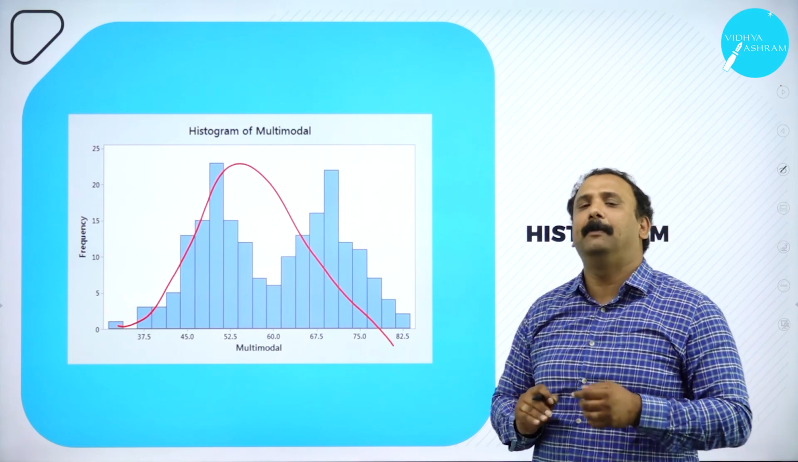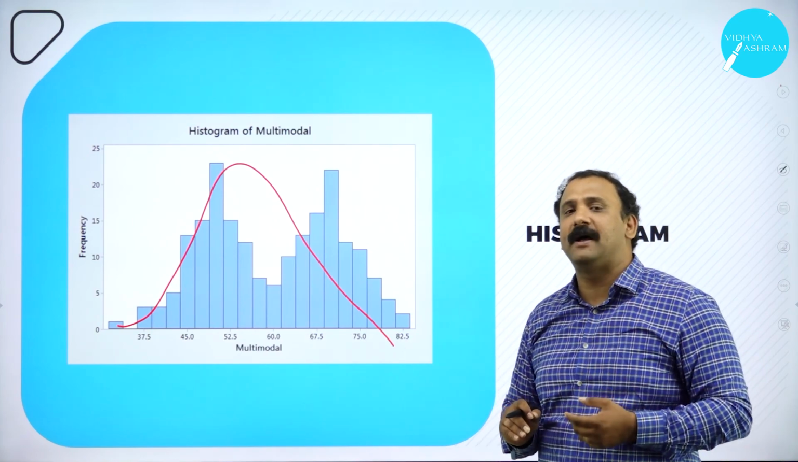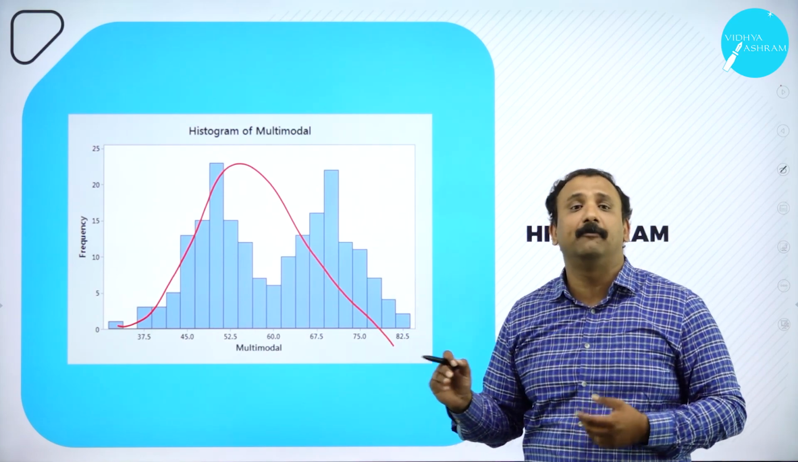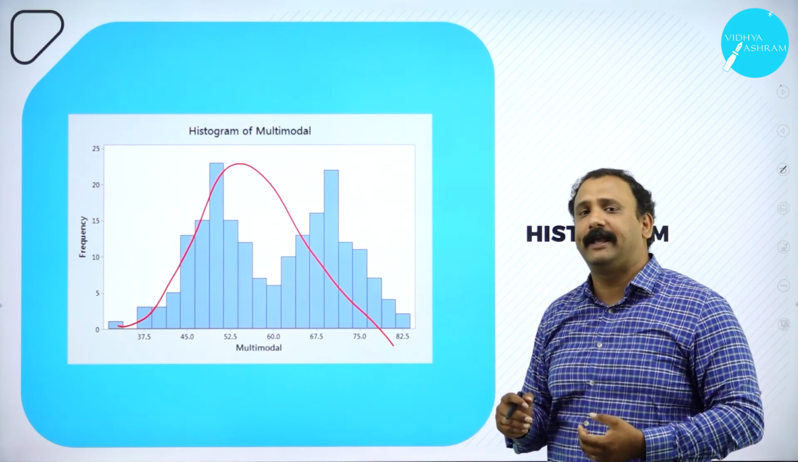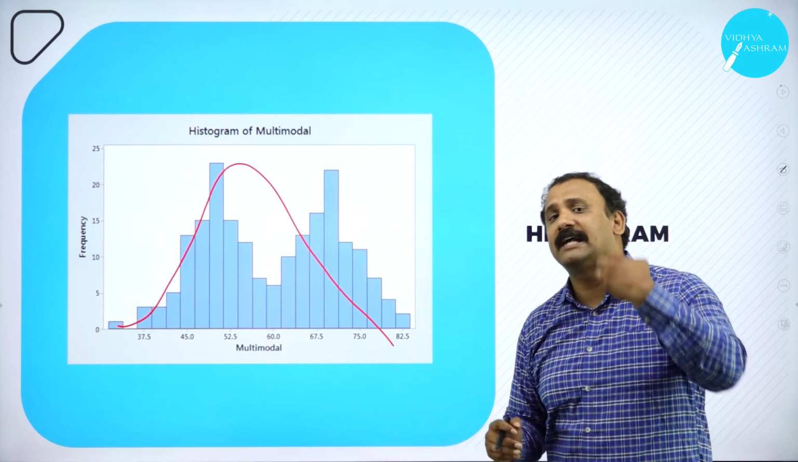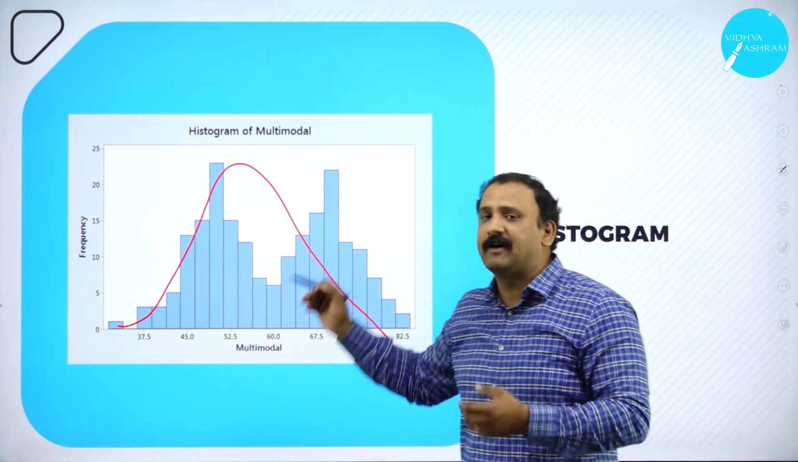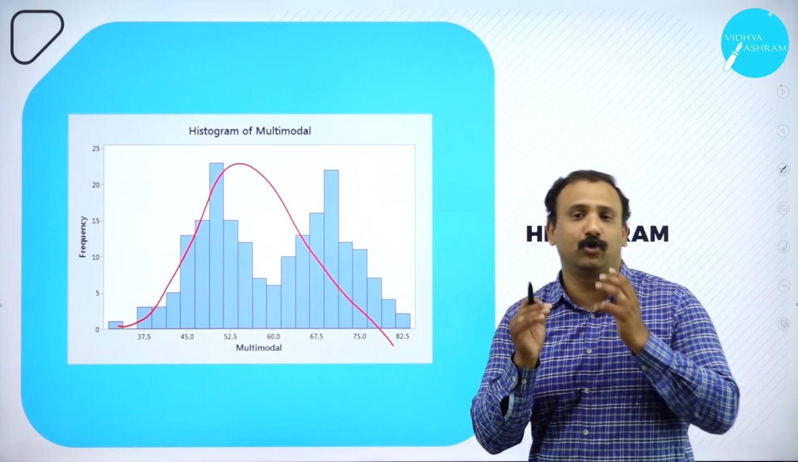To give you an example here, if you have been seeing cricket matches, they use a lot of histograms where they try to tell in which over maximum wickets were taken, in which over maximum runs were given. All those factors are multi-modal histograms.